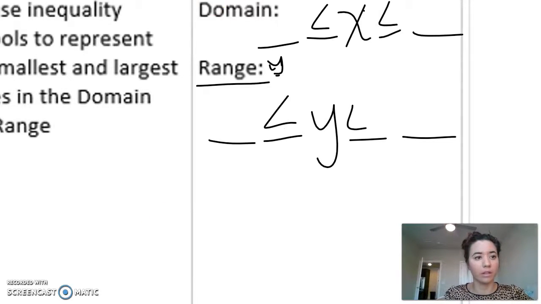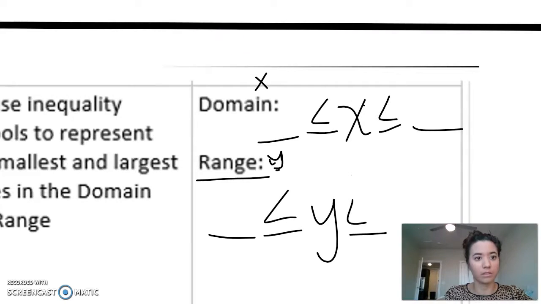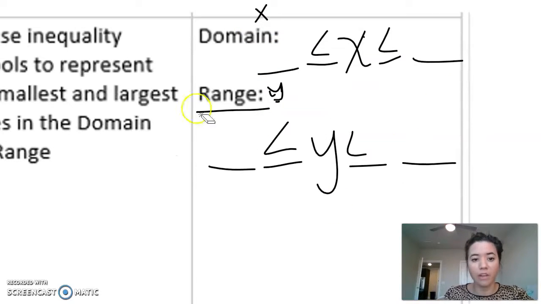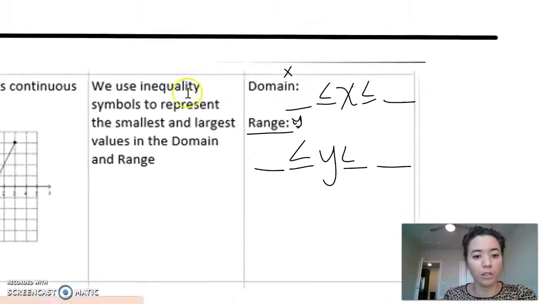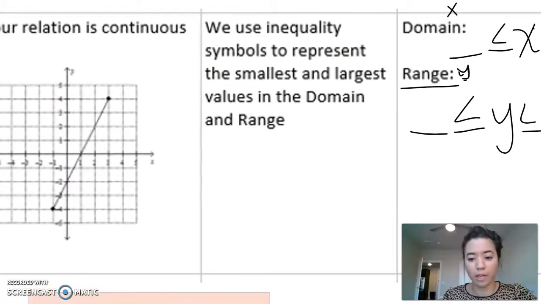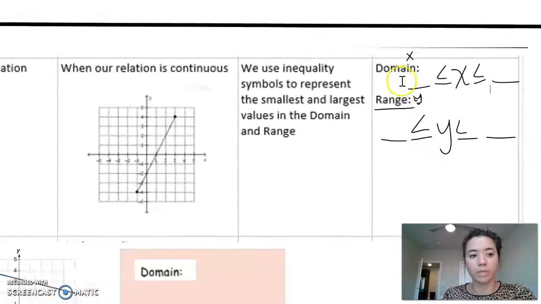So there it is. Domain, all possible x values, so I'm going to put my smallest x value up here and my largest x value here. Down here I'll put my smallest y value and then my largest y value. I'm going to color coordinate this just to make it a little easier to see.